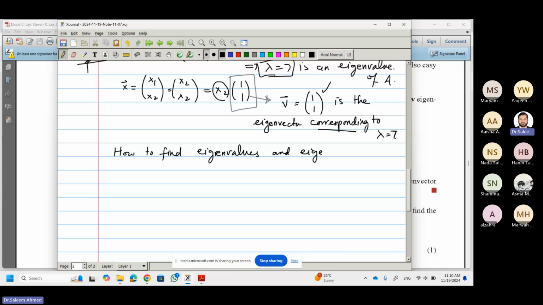If nothing is given to me, only a matrix will be given. Eigenvectors. Okay, this is the main question now. Only given a matrix A, given a square matrix A. That's it. This is only given to you. Nothing else is given.